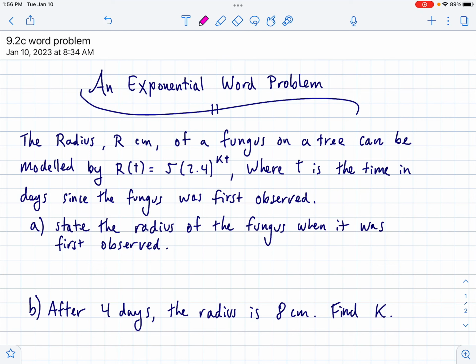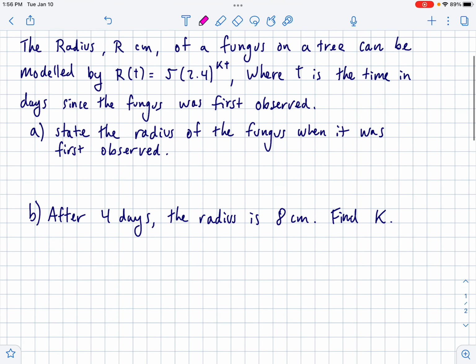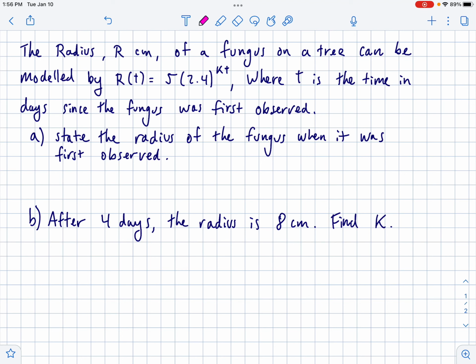We have one more problem to do that's kind of an exponential real-world word problem that involves some logarithms when you get into the weeds. So this word problem is about a fungus on a tree. The radius r centimeters of a fungus on a tree can be modeled by r of t equals 5 times 2.14 to the power of kt. So already I'm thinking to myself that this is an exponential growth problem because the variable, the t, is in the exponent, and t is time in days since the fungus was first observed.